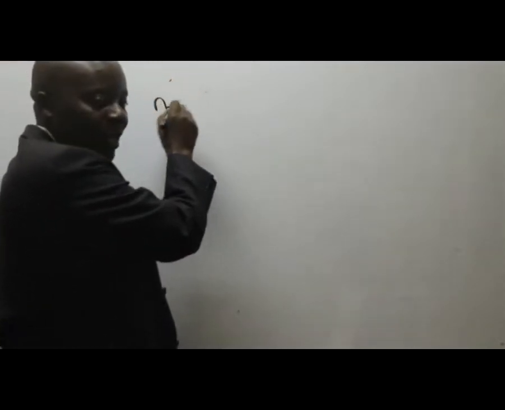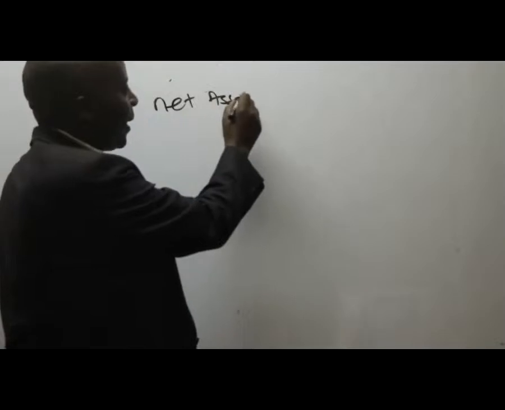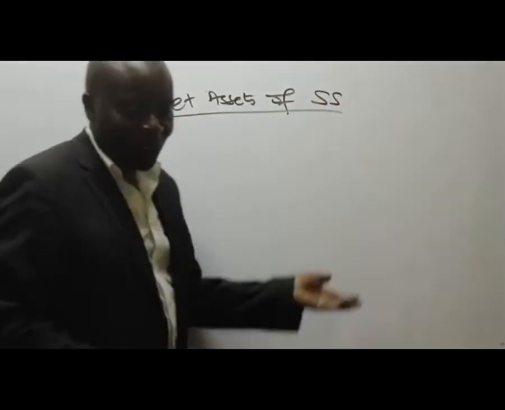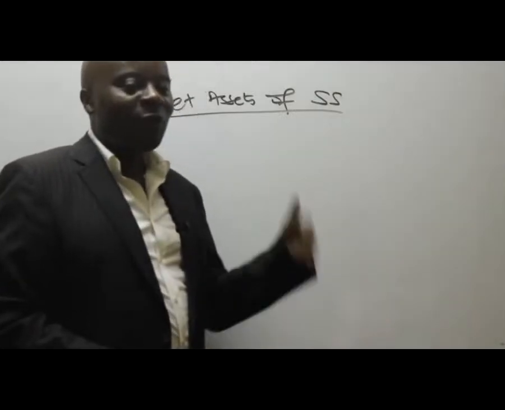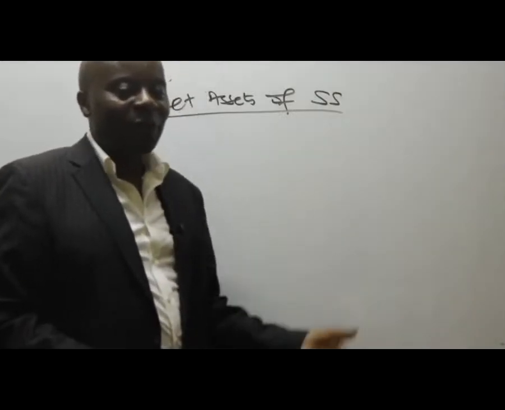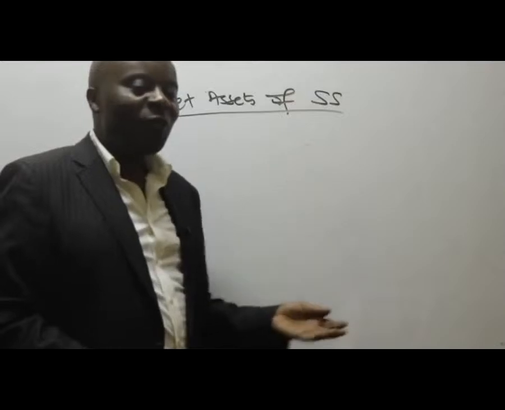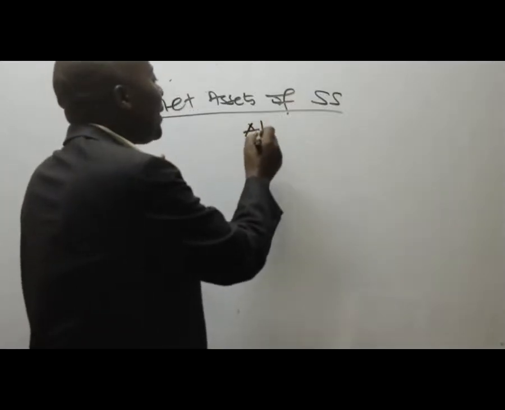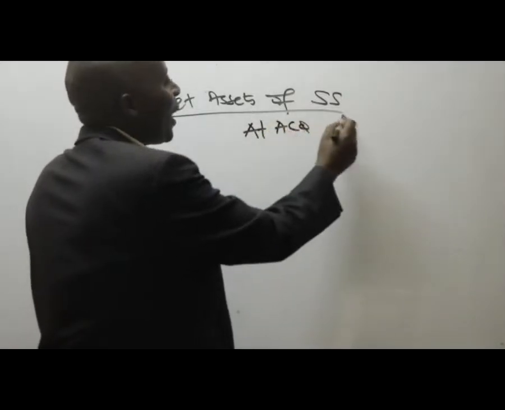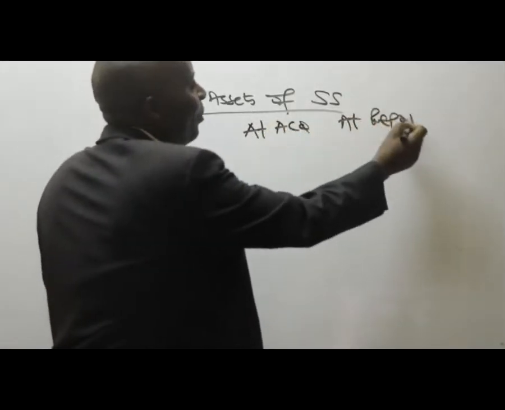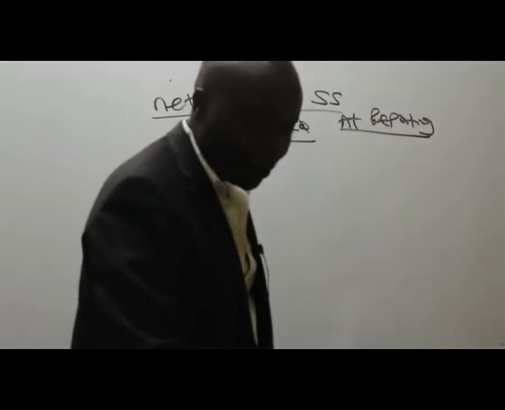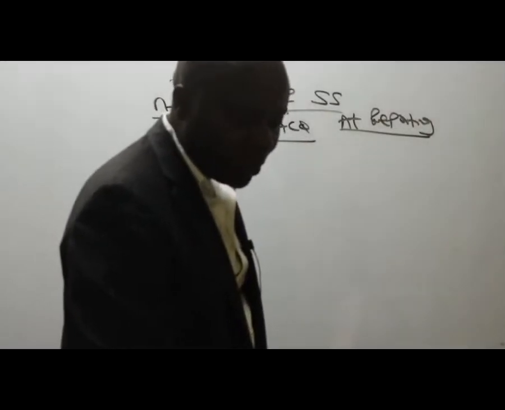So now we have here net assets of this other subsidiary. If it was an associate, we don't go looking for net assets of associates. Those are small investments. But subsidiaries, you must give us net assets. So for SS, could you kindly give me the net assets at acquisition and net assets at reporting?